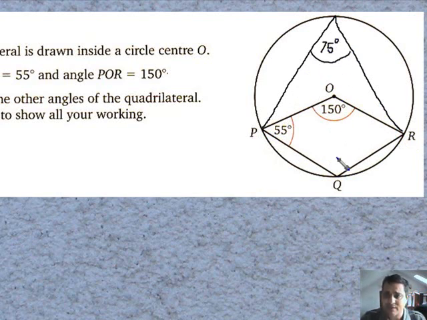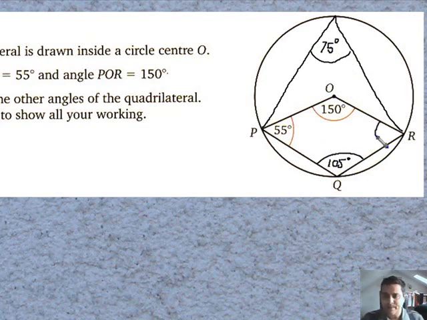If that's 75 degrees, I've created a cyclic quadrilateral, so angle 75 and angle PQR add up to 180, so this must be 105 degrees. Isn't that lovely? Alright, 105 degrees, because 75 and 105 is 180. The angles are supplementary, that's it. And now I've done the hard bit.